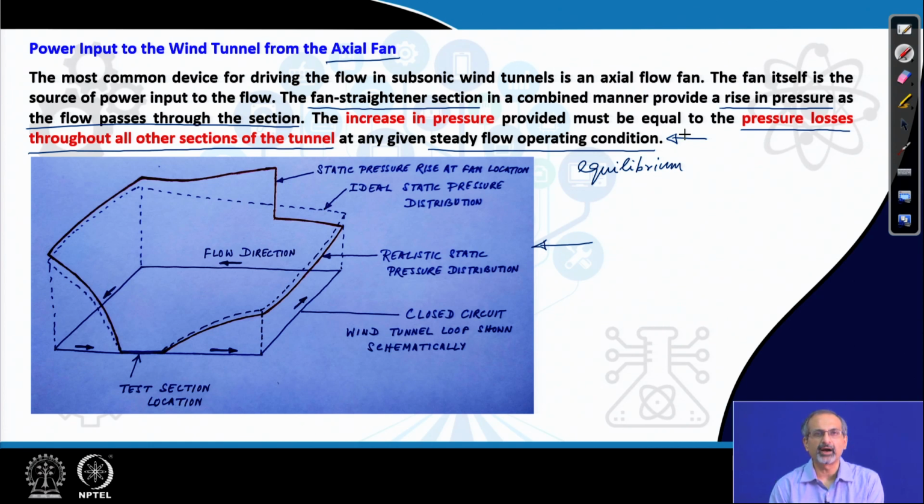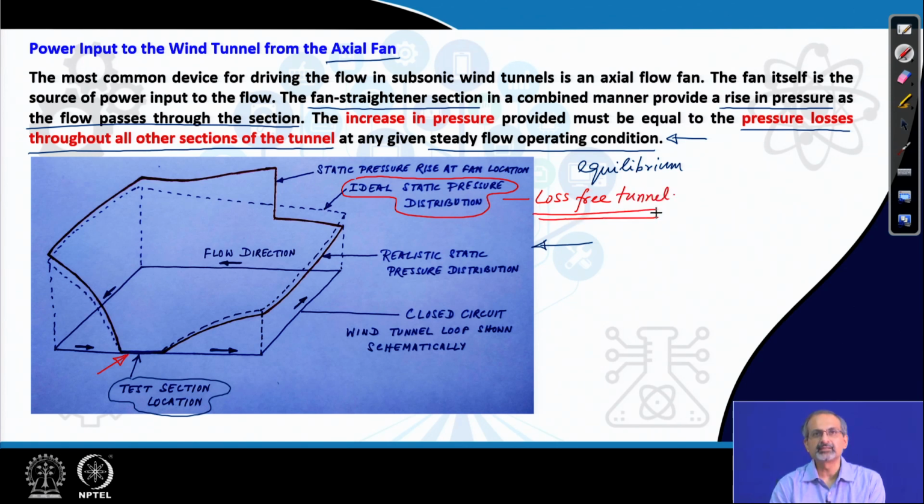Now, if you were to look at how the static pressure varies along the tunnel circuit, then we have to imagine that plan view in mind, and we recall that the test section lies here. The flow is most accelerated at the test section, and therefore, we are finding that the static pressure is lowest at this end. Once it crosses the test section, it gets into the diffuser and the static pressure rises, but there are two lines that we are looking at over here. The dotted line is the ideal static pressure distribution in a loss free tunnel.